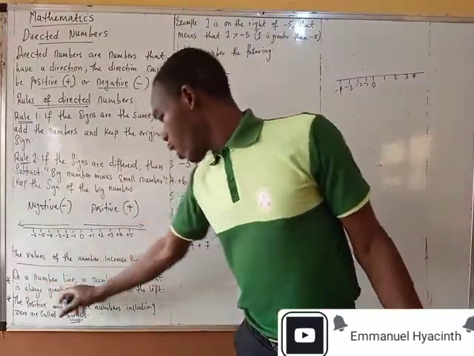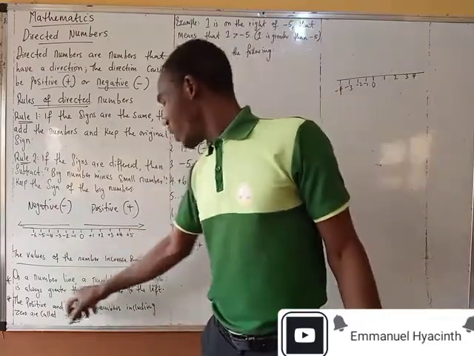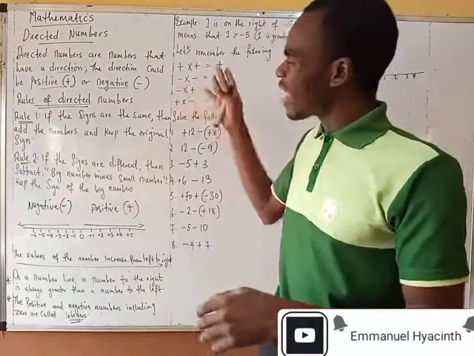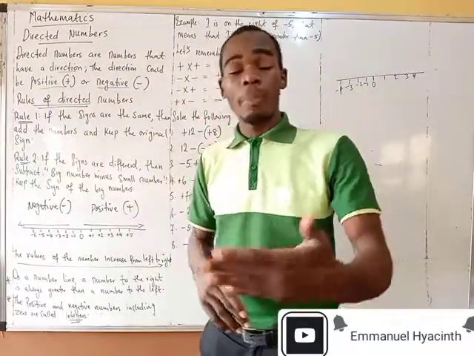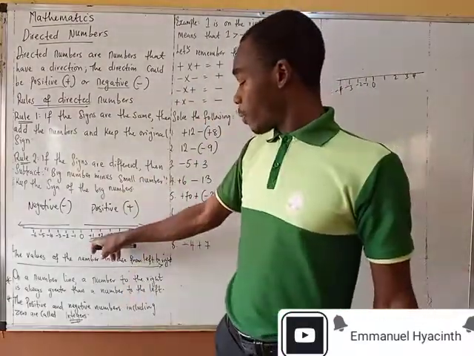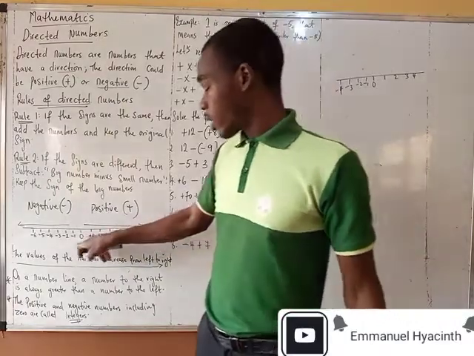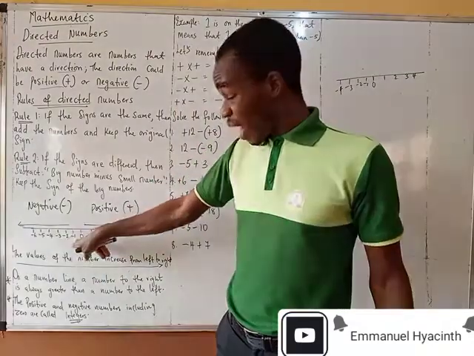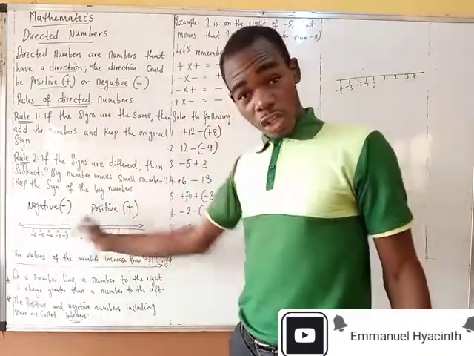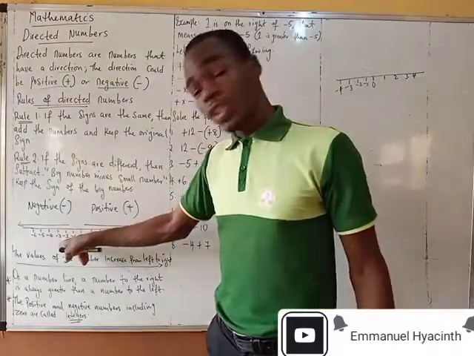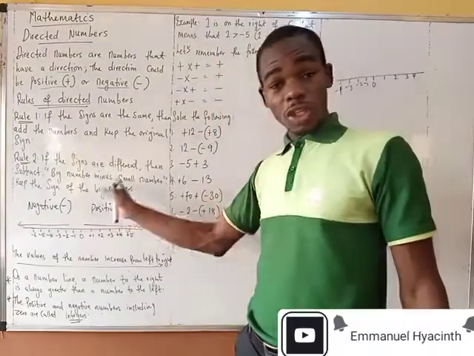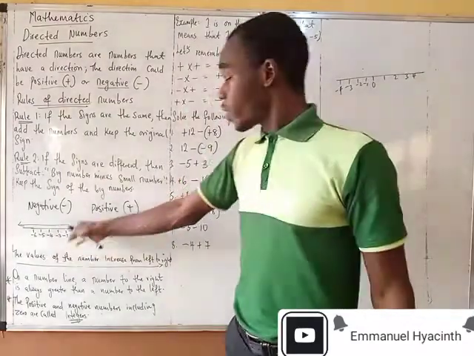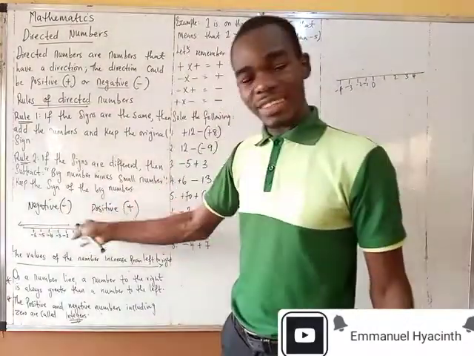So now we say that on a number line, a number to the right is always greater than a number to the left. Take note of this important point. A number to the right is always greater than a number to the left. What that simply means is that all these numbers here are greater than all these numbers here. Even when we come to the negative sign, -1 is greater than -2 because it's on the right hand side. -2 is greater than -3 because -2 is on the right hand side of -3. -4 is greater than -5 because it's on the right hand side of what?